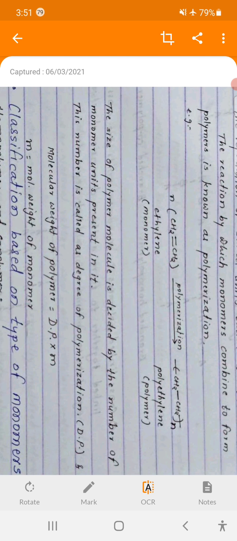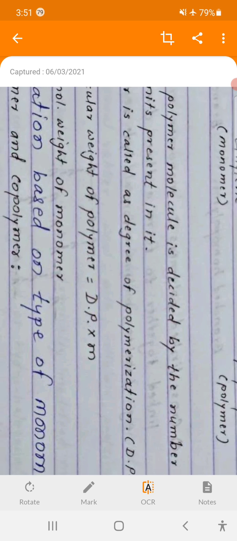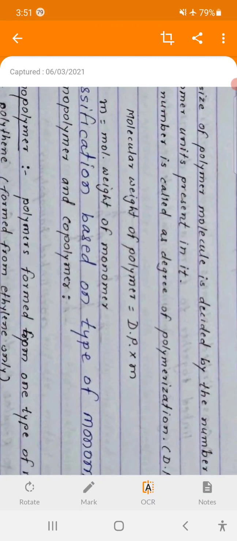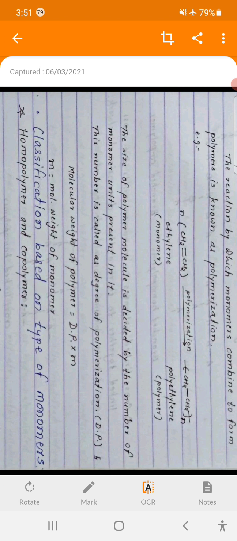Therefore the size of the molecule depends on this n, that is, the larger the number n, the more is the molecular weight, the more is the size of that polymer molecule, and that n is therefore known as degree of polymerization. Degree of polymerization is nothing but equal to the number of monomer units which join together to form that polymer molecule.